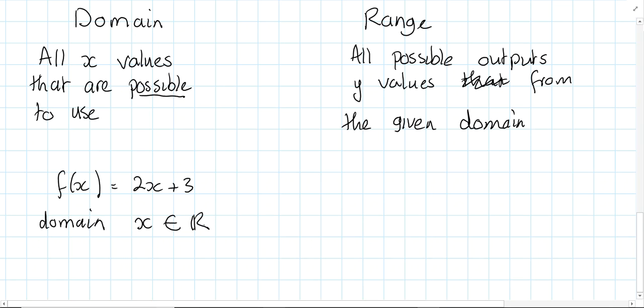What does that mean to you? That x has to be a real number. So x is a real number. What are real numbers? Any number. Any number that you can put on a number line. So all numbers, every decimal, every number you can put on a number line.